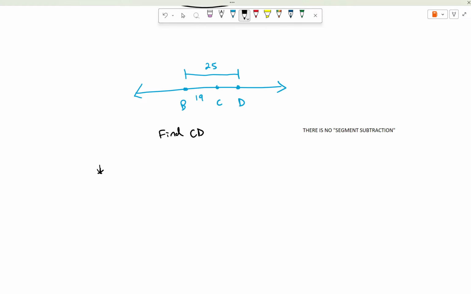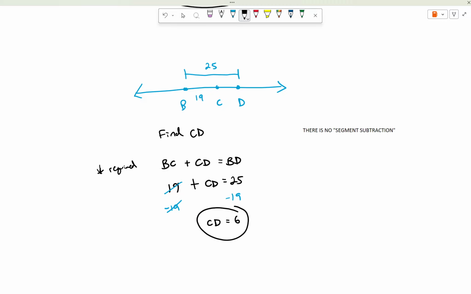Getting back to the problem, let's create our segment addition statement, okay? And this is required for every single problem. You're going to do this a few times in class, okay? So we have BC plus CD is equal to BD, right? Segment plus segment is equal to the segment. BC is 19 plus CD, which is what we're solving for, is equal to 25 when we substitute. All right. And then we do this algebraically. We're going to subtract 19 from both sides. And I'm left with CD after I cancel the 19s out. 25 minus 19, which is equal to 6. And that is my solution.